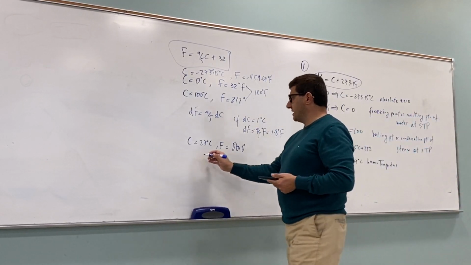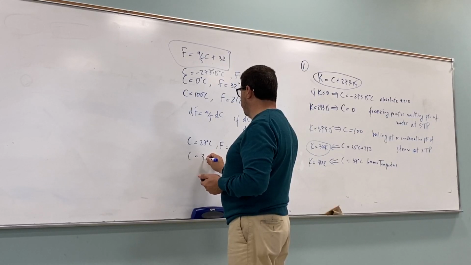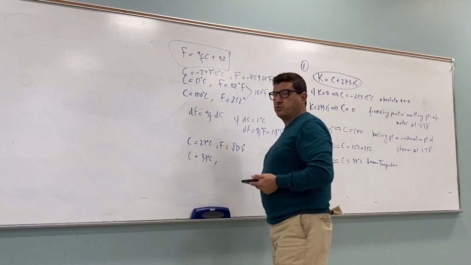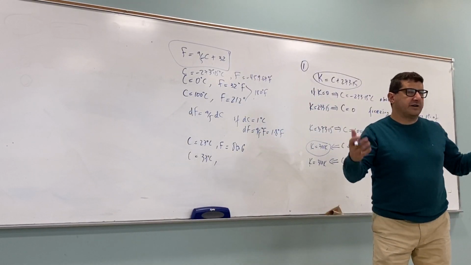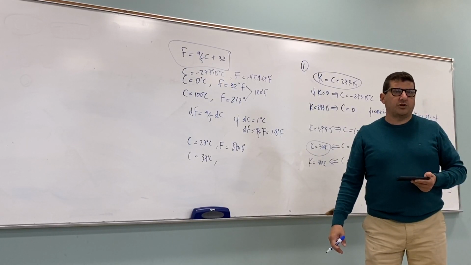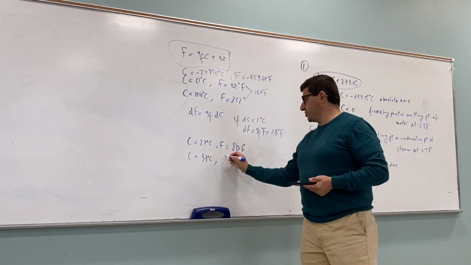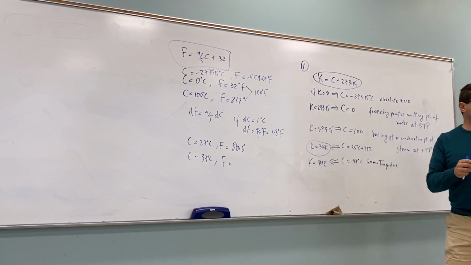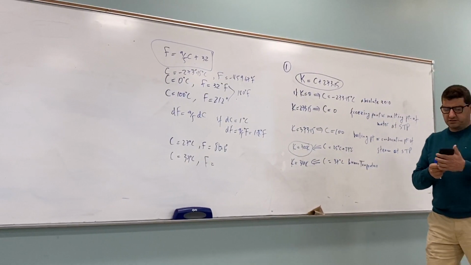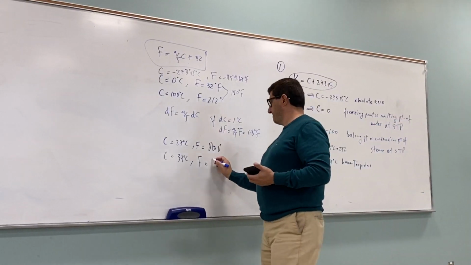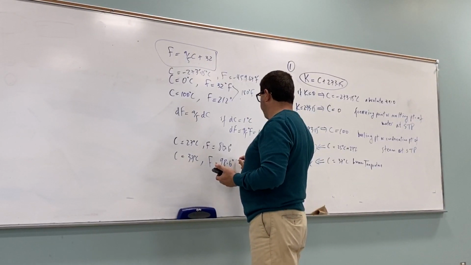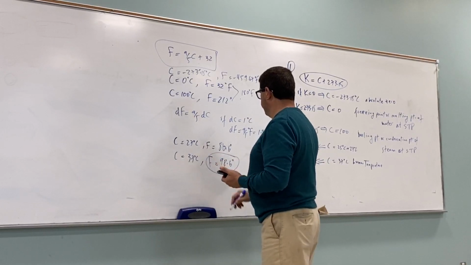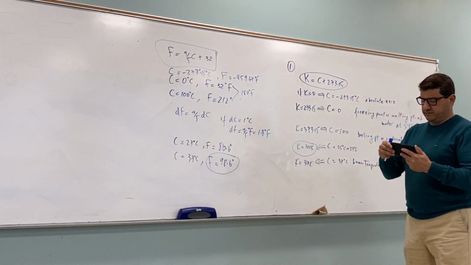So then the body temperature, Celsius, is 37. What is that in Fahrenheit? Anyone know off the top of their head? When you go to the doctor, what's the regular temperature? I believe it's 98.6. Or is it 7?